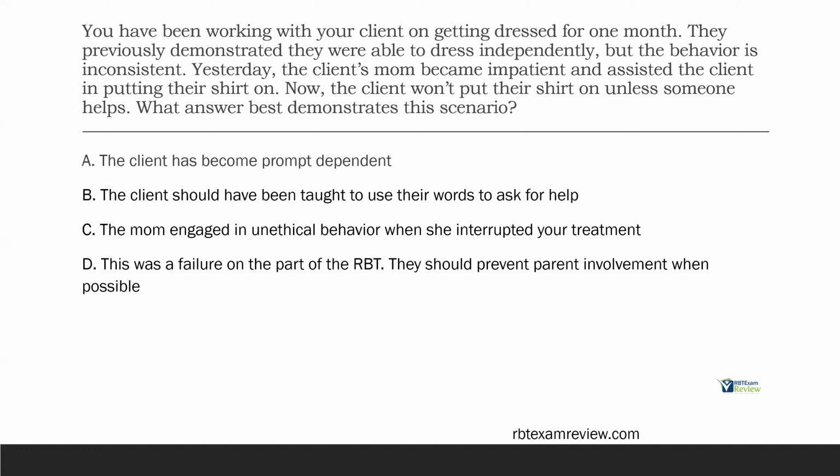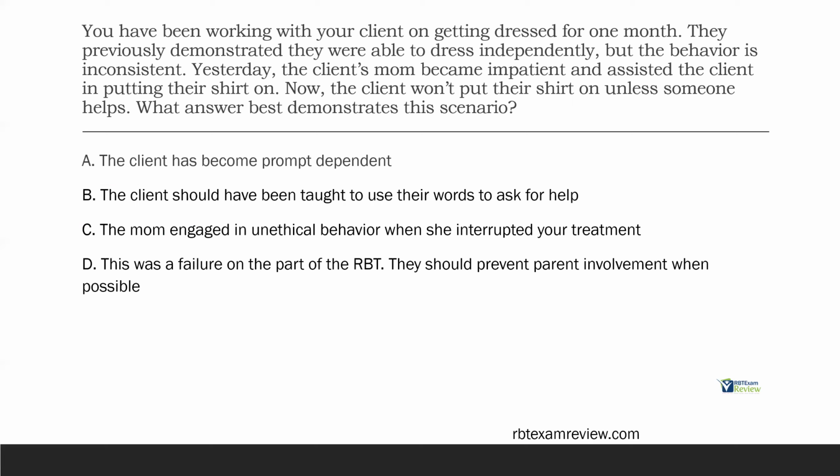So what happened now? Well, A, the client has become prompt dependent. So instead of doing it themselves, they are now dependent on prompts to put their shirts on or pants on or whatever it is. Very tough situation, because now we have to kind of restart. We have to work on fading the prompts. You kind of take a step backwards.